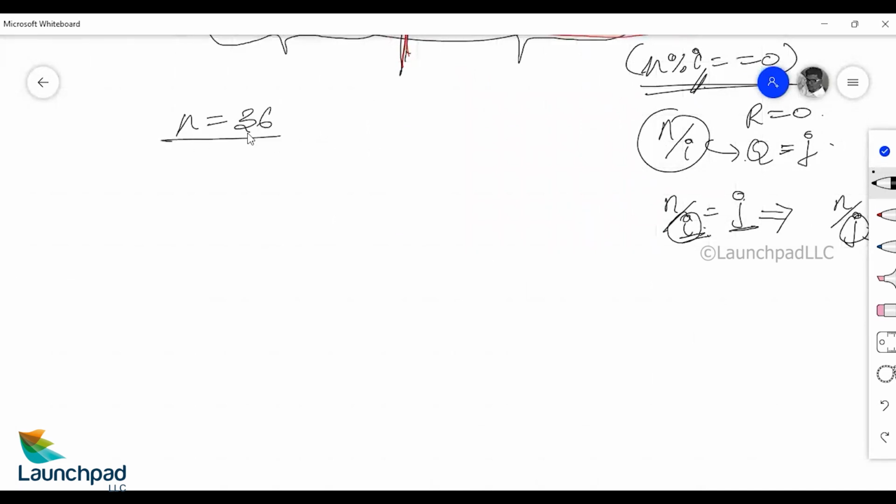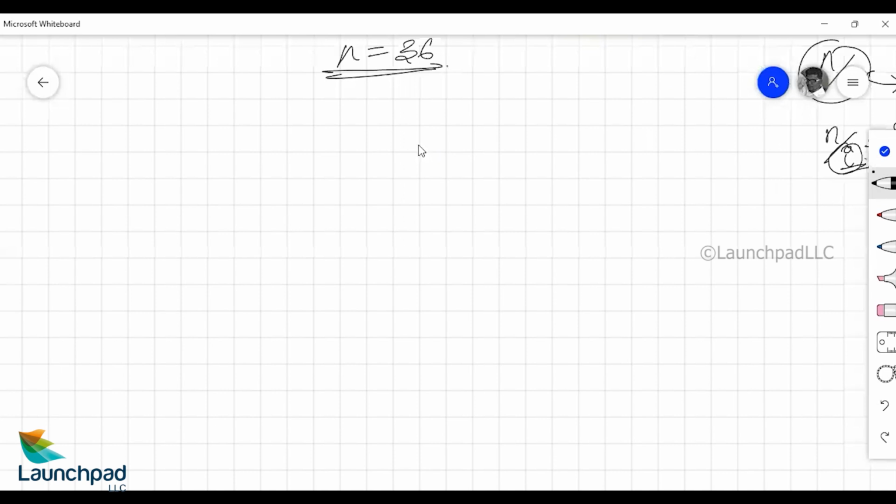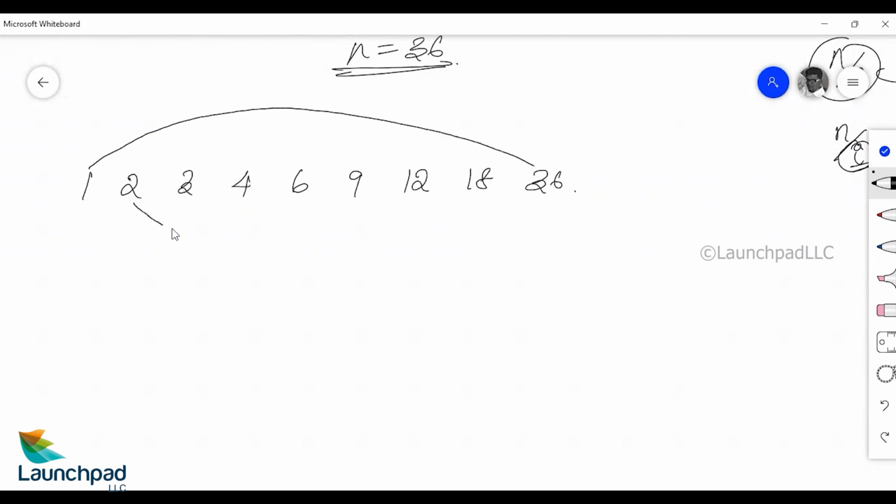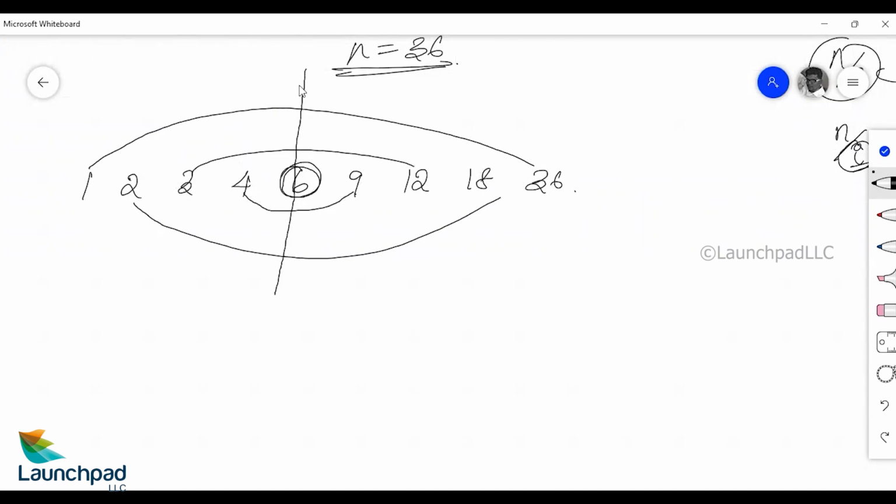Take an n value of 36. Let us spot all the factors of the number 36. Let us start with 1, 2, 3, 4, 6, 9, 12, 18, and 36. The number has 9 different factors. And the factor pairs are 1 into 36 becomes 36, 2 into 18 is 36, 3 into 12 is 36, 4 into 9 is again 36. So 6 into 6 itself is 36. So this becomes your exact midpoint, and this value is none other than the square root of the number itself.